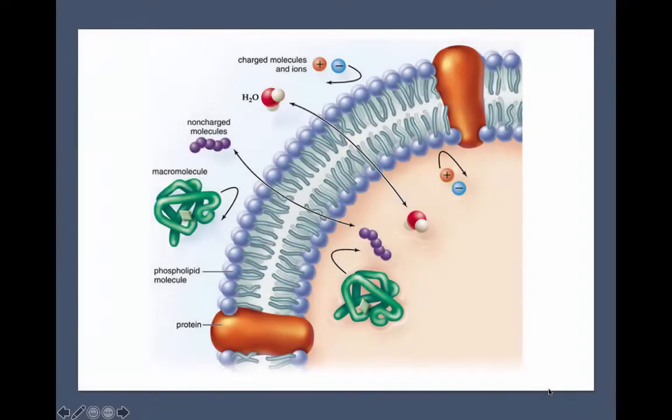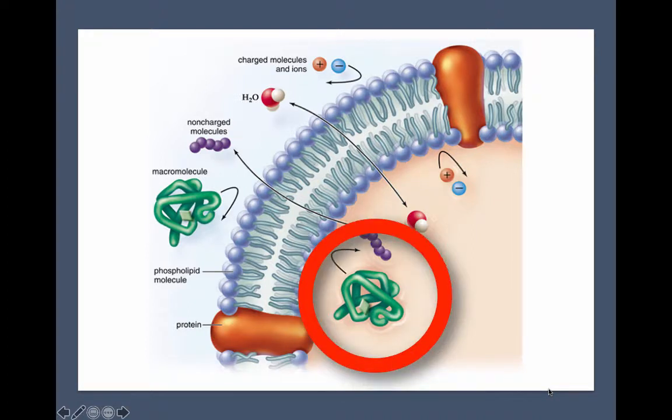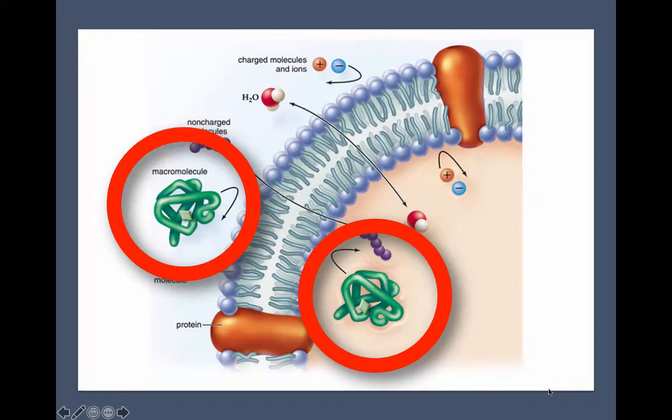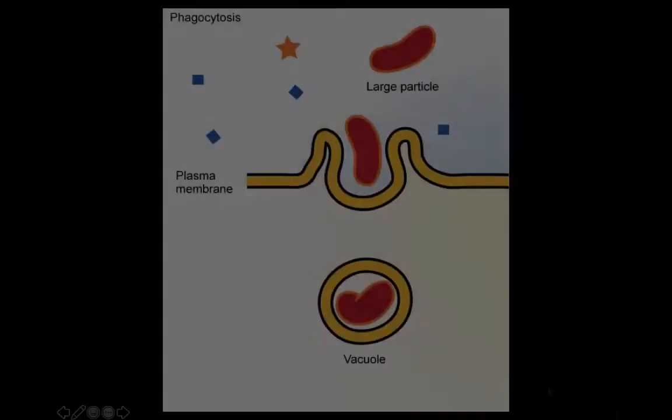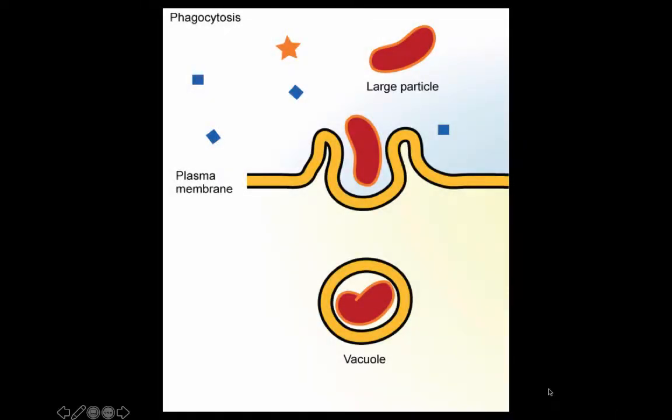All of these methods are for the movement of small molecules or particles. The movement of large particles such as proteins or sugars require a larger opening than a protein channel or carrier can provide. To move large particles into a cell, a process called endocytosis occurs. Endo means in, while cyto means cell.